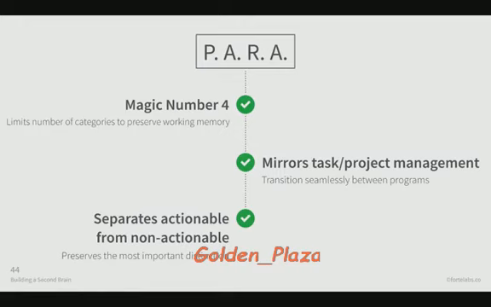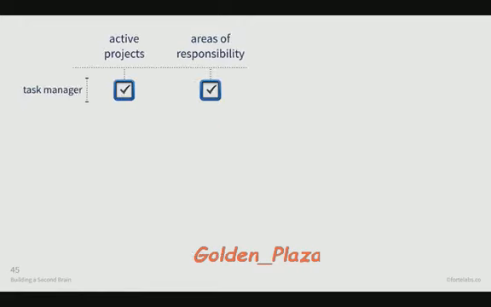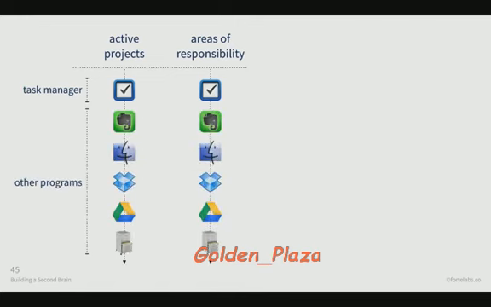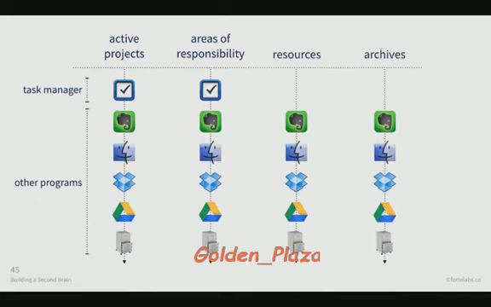Now, let me dive into this a little bit. With day-to-day work, you're probably only going to be in your task manager, which only includes tasks for active projects and areas of responsibility. But from time to time, for example, during a weekly review, you might want to expand your horizon to also take into account the information stored on different platforms such as Evernote, Dropbox, and Google Drive, or even in physical files. Even less frequently, for example, during a monthly review, you might want to consider your resources and your archives. This follows a well-known design technique called progressive disclosure. You only want to show the user as much or as little information as they need in the moment.